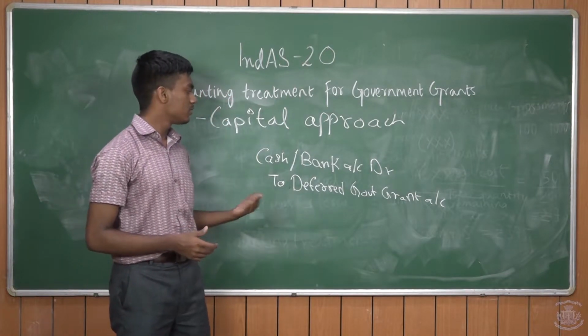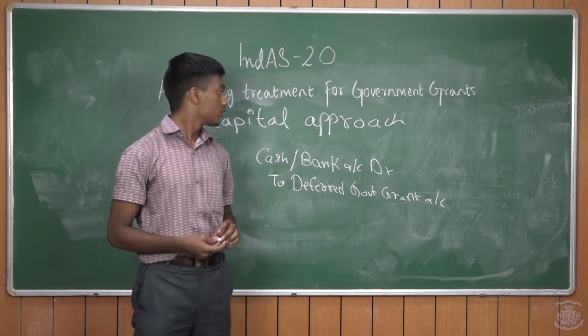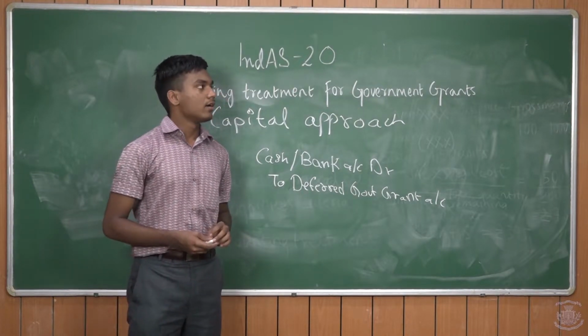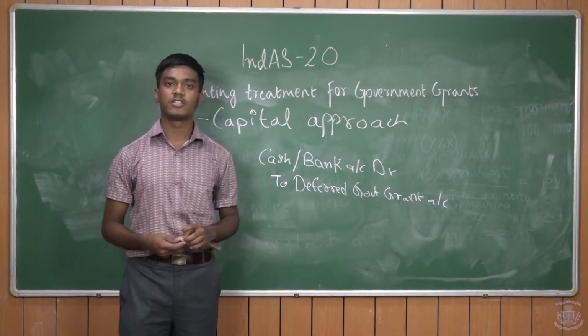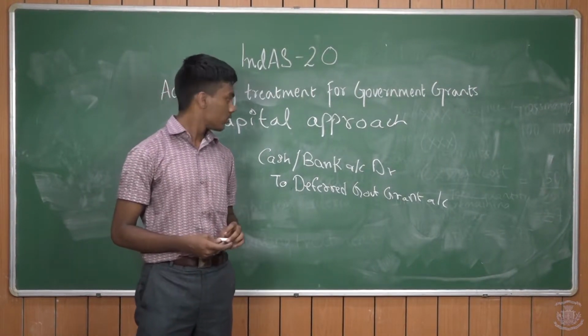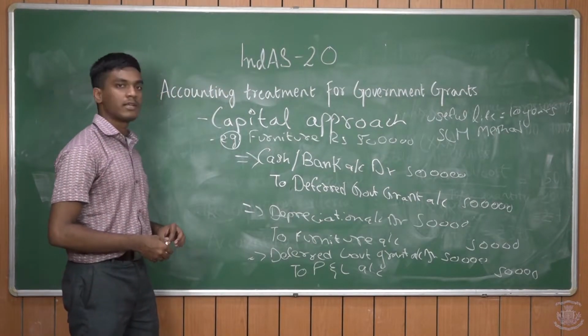So this deferred government grant account should be amortized over the period of the asset. So the period of the asset is assumed usually 10 years or 15 years. It depends according to the depreciation schedule followed by the entity. So now let's take a case of an example. So let's discuss an example under capital approach.